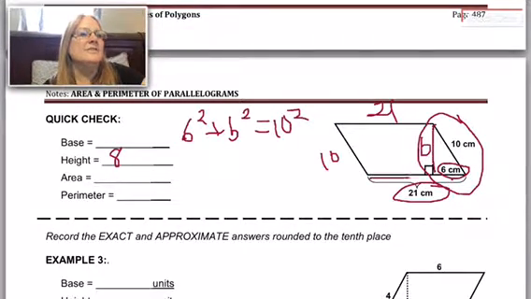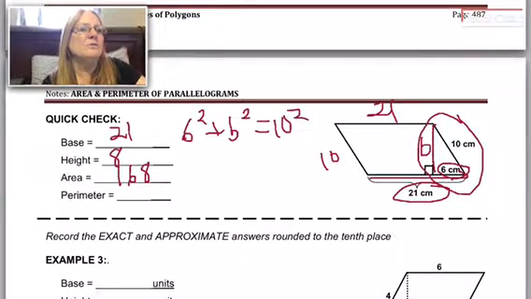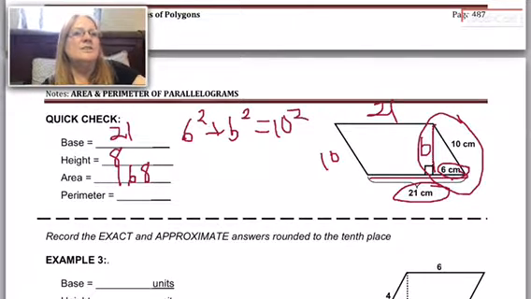The height is drawn to this base here, 21. So 21 times 8 is 168, and the perimeter is 62.